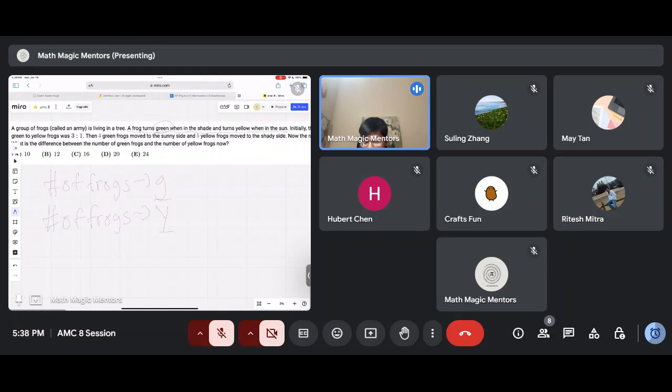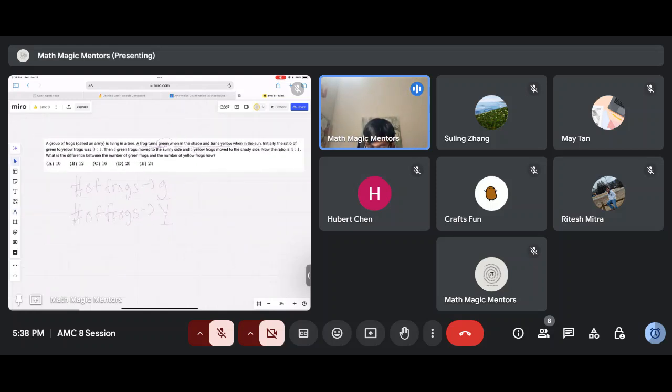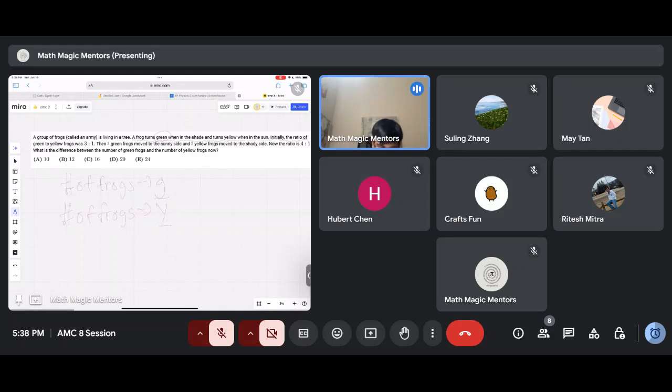And similarly for yellow as well. And so what happens is initially the ratio of green to yellow frogs was 3 to 1. And so this is all initial, by the way. I haven't really talked about the final condition yet. So now it says initially the ratio of green to yellow frogs was 3 to 1. I can establish a relationship between G and Y now, right? So I can say G over Y equals 3 over 1, right? Because it says that the ratio is 3 to 1, right?